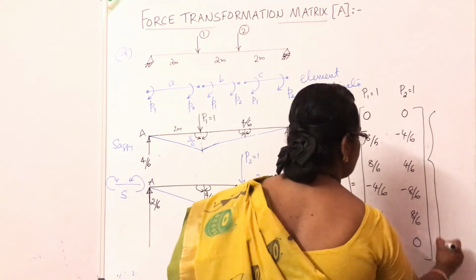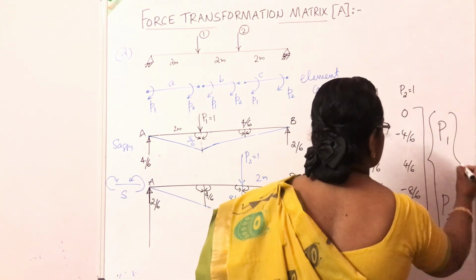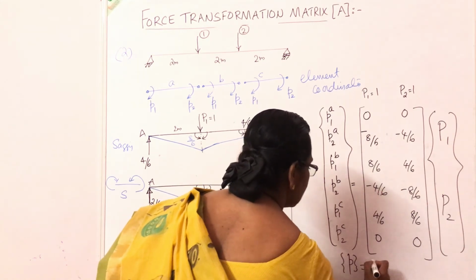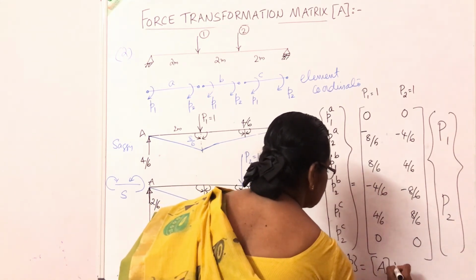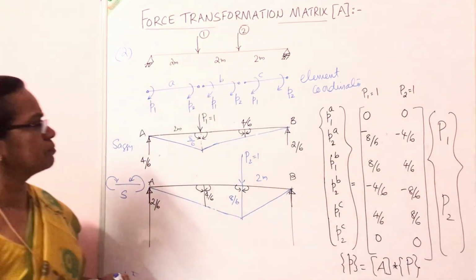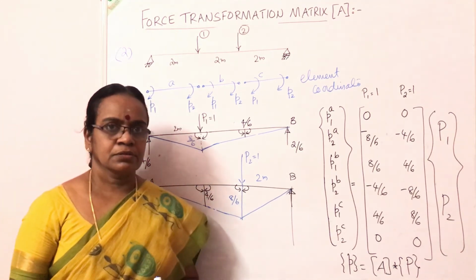So that into P1, P2. So this is of the form P is equal to A star P. So this is the force transformation matrix of the structure for the given coordinates.